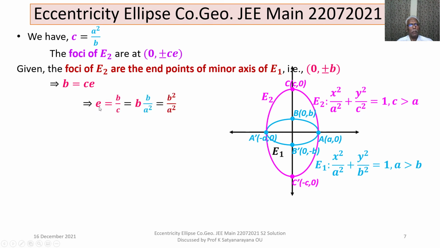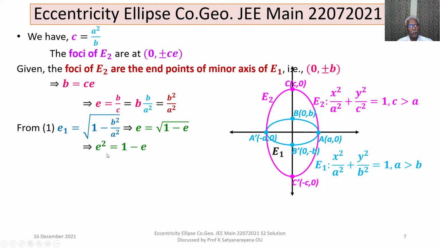And this will imply E is equal to b by c, and b into 1 by c is b by a square by b, and that will be b square by a square. Now from 1, E1 is equal to under the square root of 1 minus b square by a square. E1 is nothing but E, which is equal to under the square root of 1 minus E. Why? Because E is b square by a square.